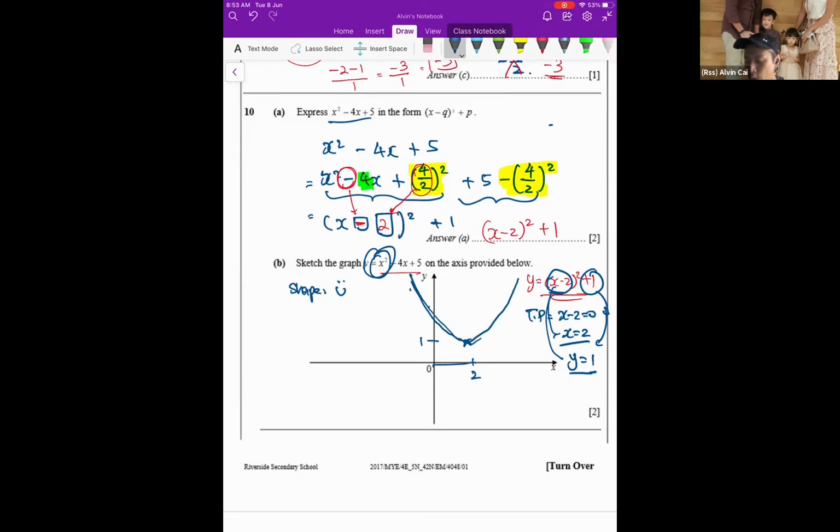Okay, but probably the only thing additional that we need to find would be this so-called y-intercept. So the y-intercept will be, sub x equals 0.